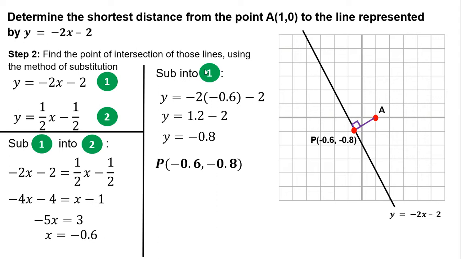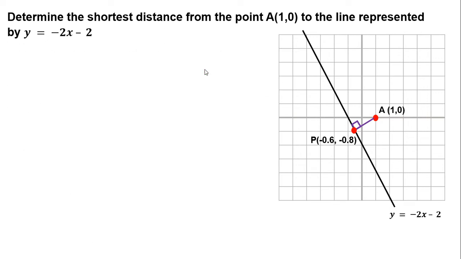So there are quite a lot of steps to this problem. My first step was finding out both equations. I need that to find the POI. I need the POI because that gives me both the starting point A and the ending point P of that shortest connector. My last step is going to be to find the actual distance.